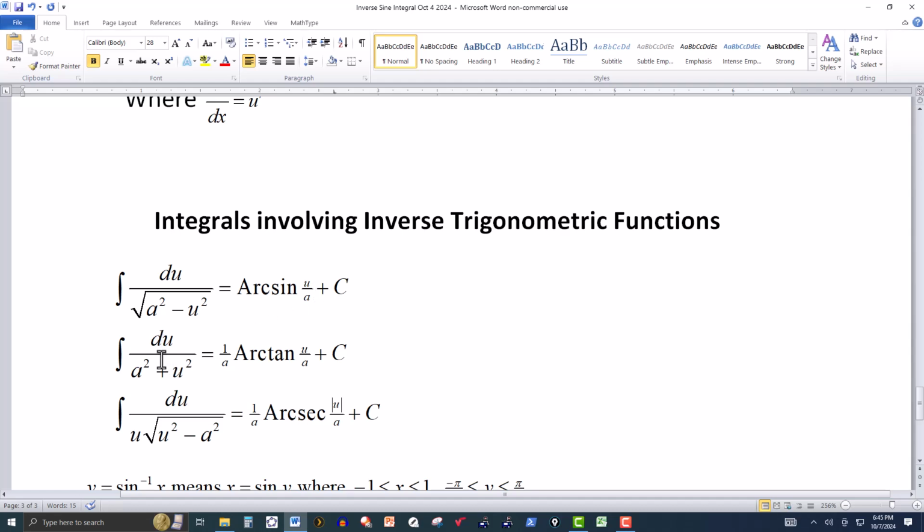Then the second formula, du over a squared plus u squared, is equal to 1 over a arctangent, that's again tangent inverse, u over a plus c. And then you have the third one. It gives you 1 over a arcsecant of absolute u over a plus a constant. Now the one that we have in this video appears to be formula 1 here, the first one, involving the arcsine. So I've got to write it as the square root of a constant minus u squared.